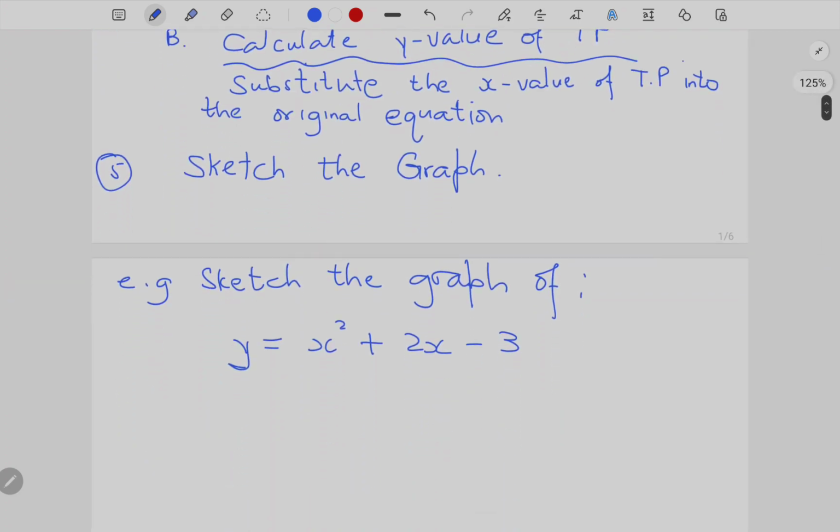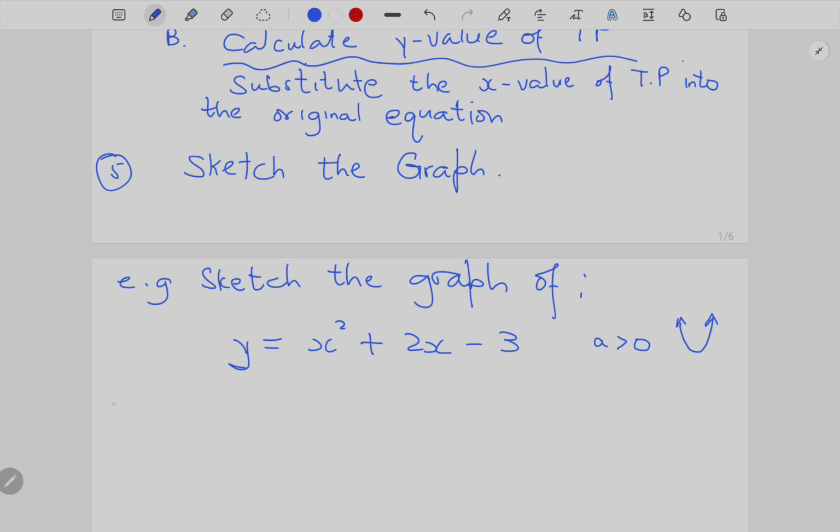Now let's come to the example that has been given. It says sketch the graph of y = x² + 2x − 3. Firstly, what will be the shape of the graph? Because a is greater than 0, it means the shape of the graph that we're going to have is a smiley face graph like this.